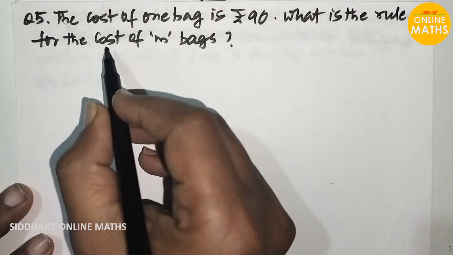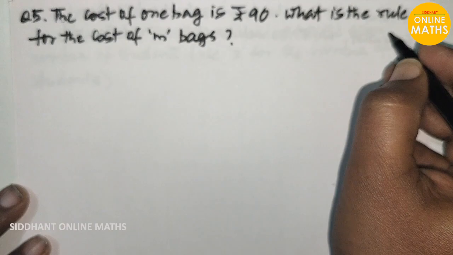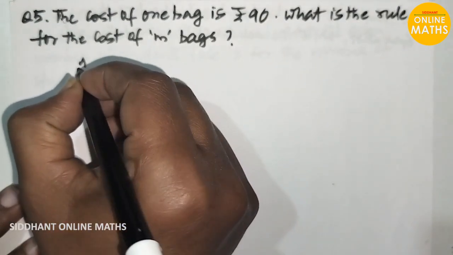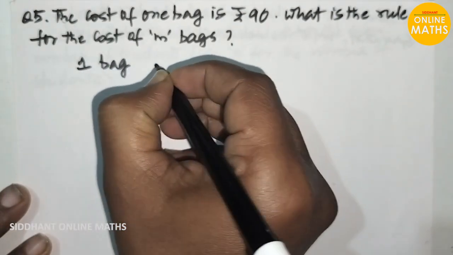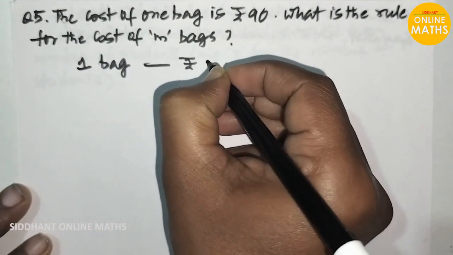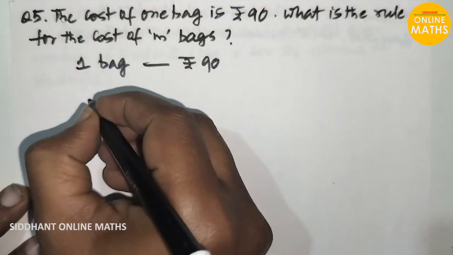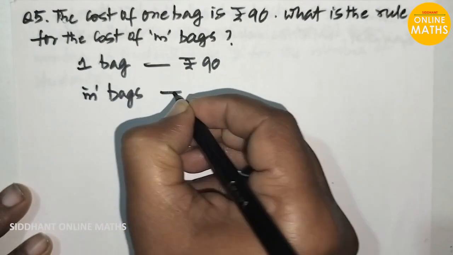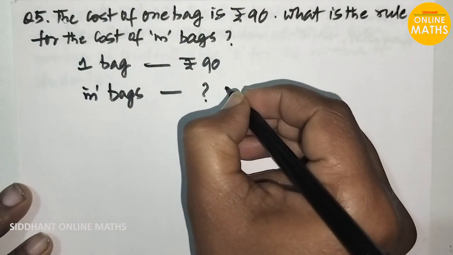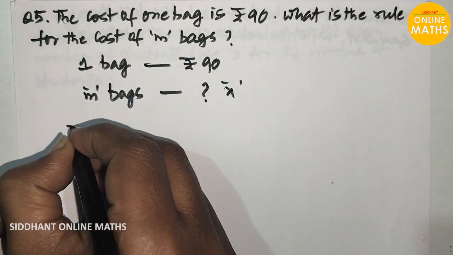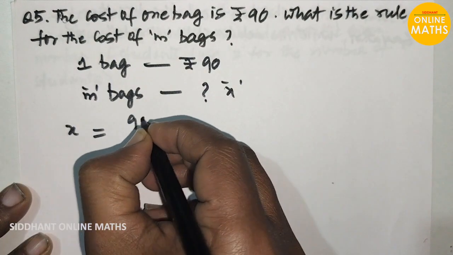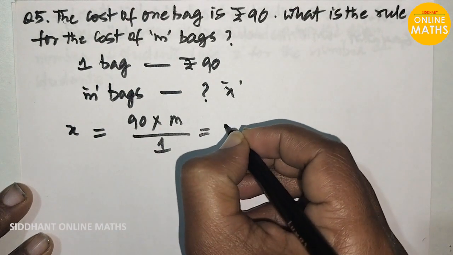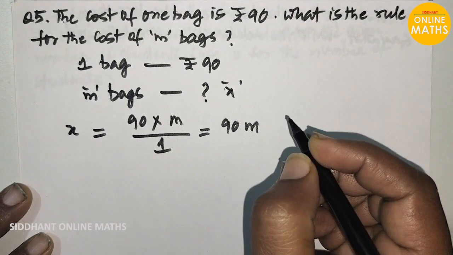Fifth question. The cost of 1 bag is rupees 90. What is the rule for the cost of m bags? So here 1 bag costs rupees 90. Then m bags, how much? Say it as x. Then x is equal to 90 into m by 1. So that will be 90m.